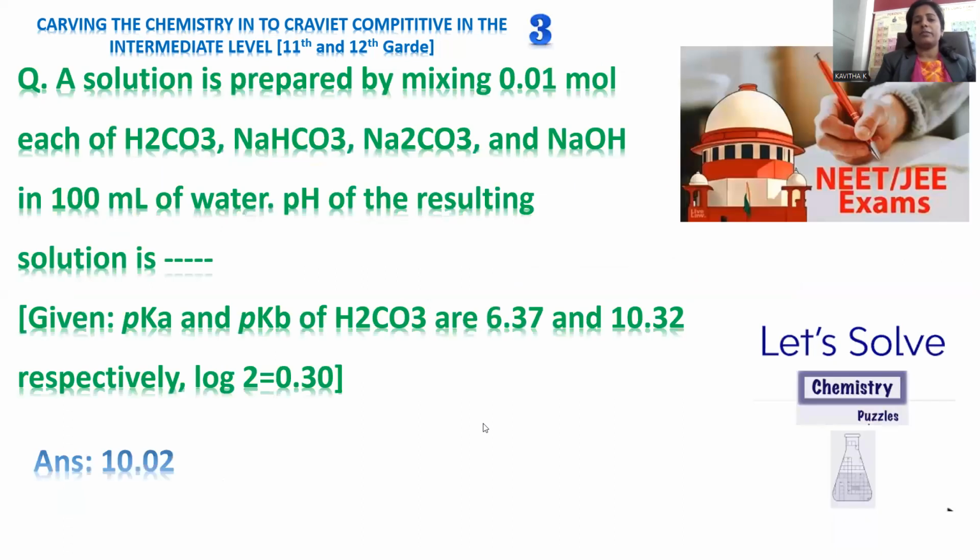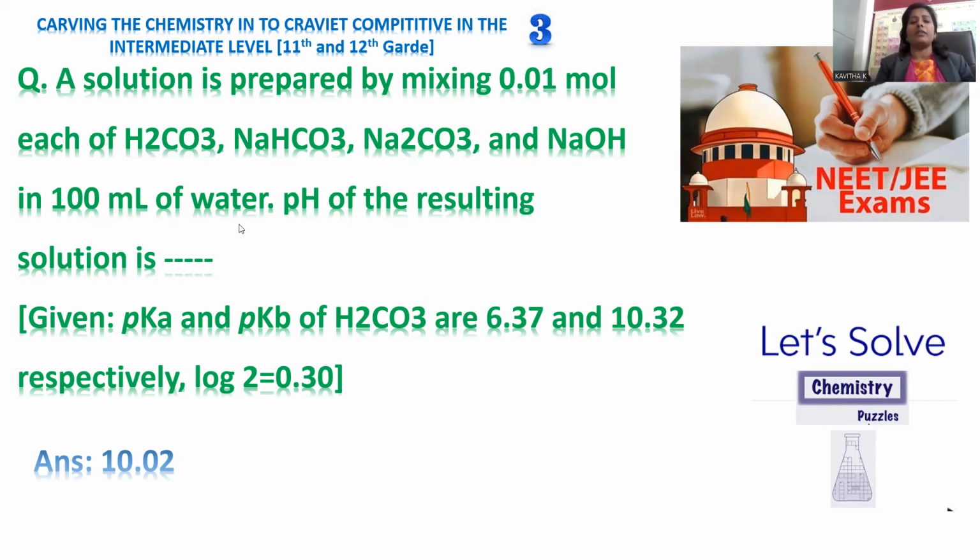Move on to question number 3. Question number 3 is collected from the JEE Advanced 2023 question paper. A solution is prepared by mixing 0.01 moles each of carbonic acid, sodium bicarbonate, sodium carbonate, and sodium hydroxide. If you see, carbonic acid is the acid, sodium bicarbonate is the mild base, sodium carbonate is the strong base, sodium hydroxide is also a strong base. These many compounds got mixed.